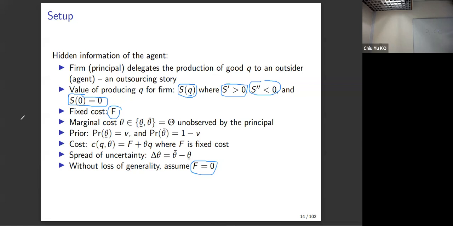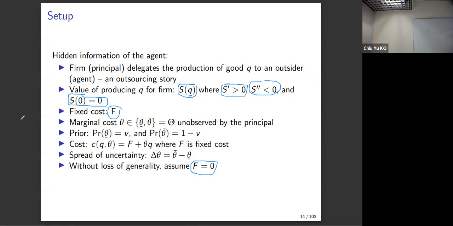Actually, for your application, this is sufficient, because if you consider a continuum from 0 to 1 or anything from a lower bound to an upper bound, the model will be very similar. Usually for basic applications, you just need to focus on high and low. That will be enough. Of course, you can do it more generally, but the intuition will not be different. As a standard, we'll assume low cost has probability v, high cost has probability 1 minus v.